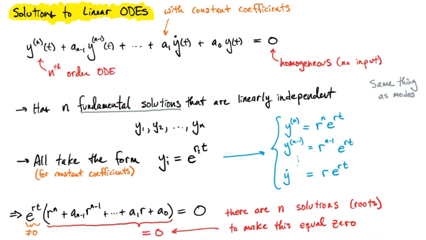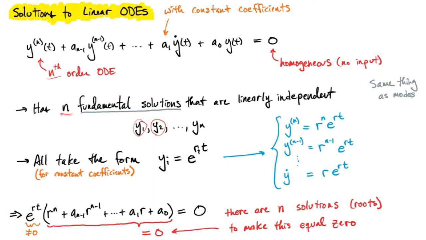And so we're going to be still talking about homogeneous equations. One of the key results that you would have covered in your differential equations course is the fact that this kind of differential equation has n, so if it's an nth order differential equation, it has n fundamental solutions that are linearly independent. And that linearly independent bit is kind of important. That means that you cannot write one of these in terms of a linear combination of the others.